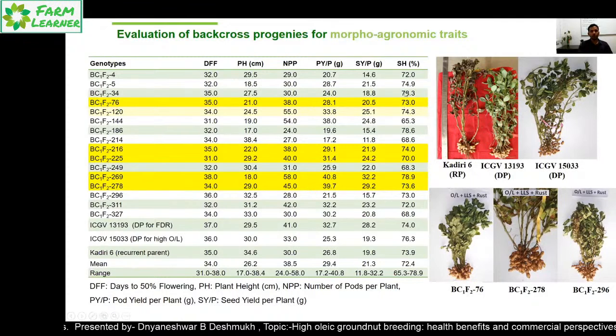So we were in search of lines which look exactly like Kadiri 6 in terms of all the agronomic parameters, and which are highly resistant to foliar diseases, that is late leaf spot and rust, and have high oleic content. Here we can see a few lines which are resistant to late leaf spot and rust, and these lines were on par with Kadiri 6 for agromorphological traits.